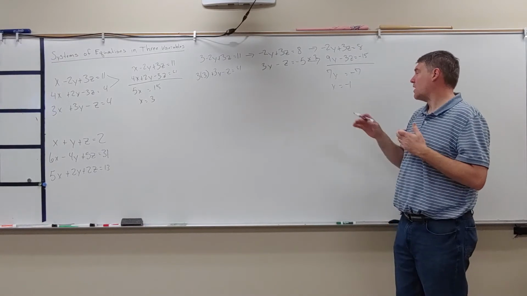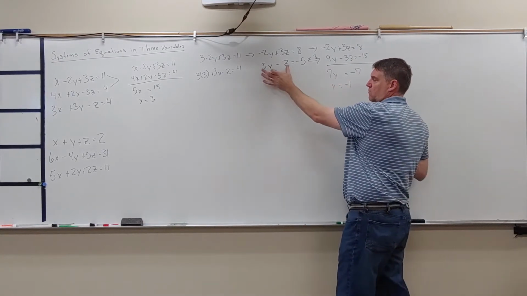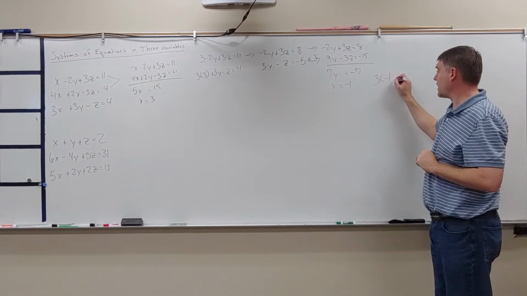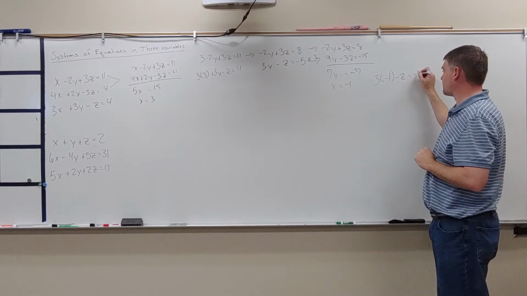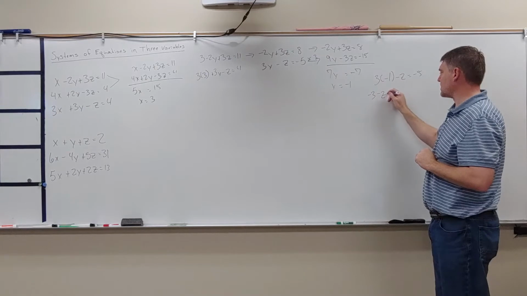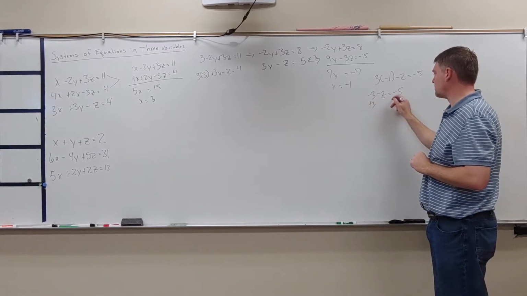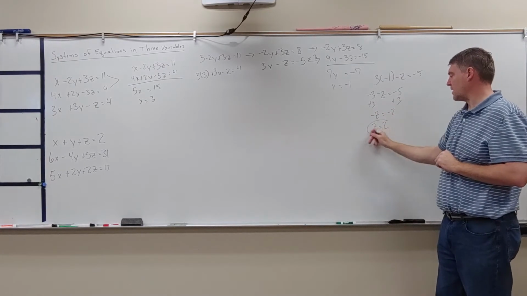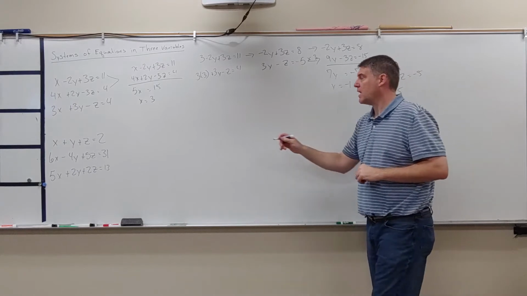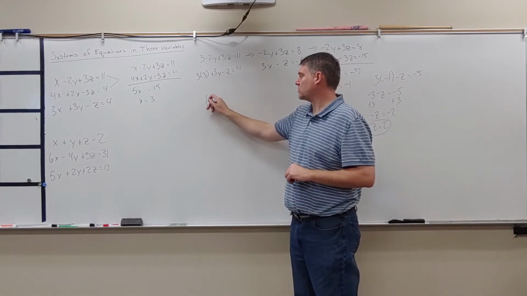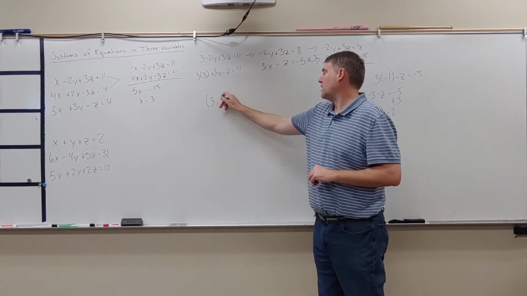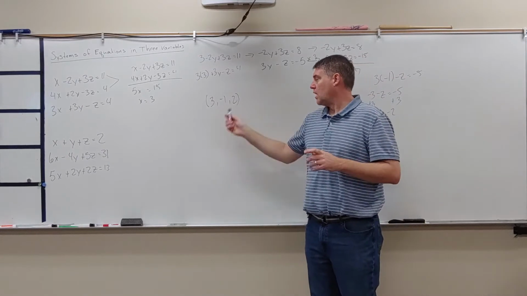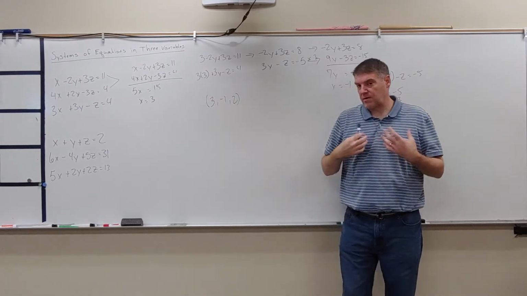Now to find my z, I can take this and plug it right back in here. So I have 3 times negative 1 minus z equals negative 5. Negative 3 minus z equals negative 5. Add my 3 over. Negative z equals negative 2, or z equals 2. There's my z, there's my x, my y. When I put these together, they are ordered triples. So 3, negative 1, 2 is an ordered triple. A lot of times they'll want it in this form.